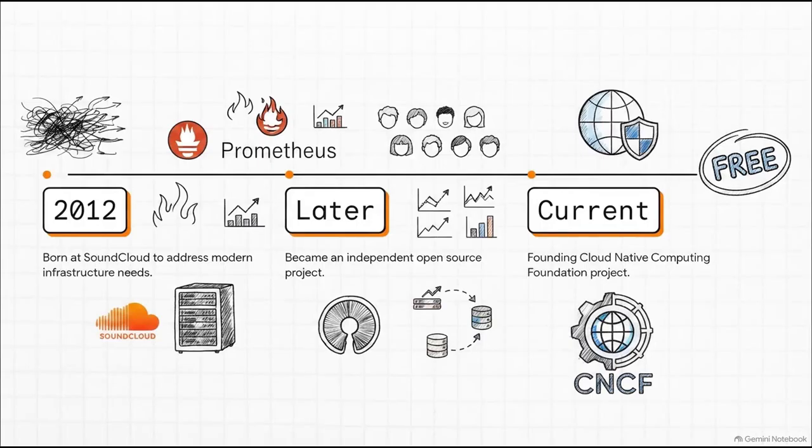And enter Prometheus. This was built specifically to wrangle this exact modern chaos. It actually started over at SoundCloud back in 2012, born purely out of necessity, before quickly growing into an independent open-source project. Its design hit the nail on the head so perfectly for modern needs that it became one of the founding projects of the Cloud Native Computing Foundation. It was built from the ground up to handle highly flexible environments. And best of all, it was built to do it entirely for free.